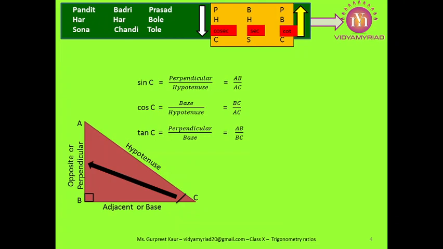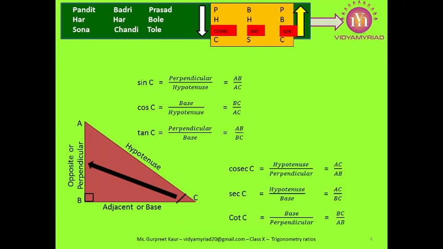I will write its reciprocal. That means cosec will be equal to H upon P, that is hypotenuse upon perpendicular, which is AC upon AB. Same way, what is secant now? H upon B, that is hypotenuse upon base, which is AC upon BC. And last is cot C. Cot C is B upon P, that is base upon perpendicular, which is equal to BC upon AB. So just learn this trick, and with that trick you can very easily find out all the 6 ratios.